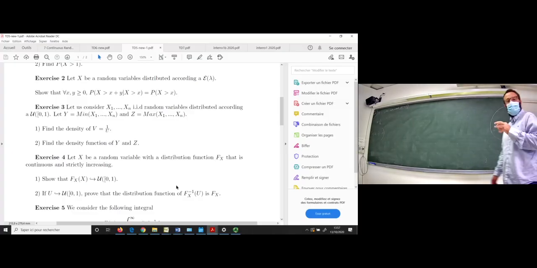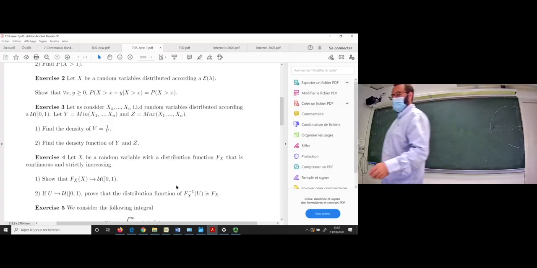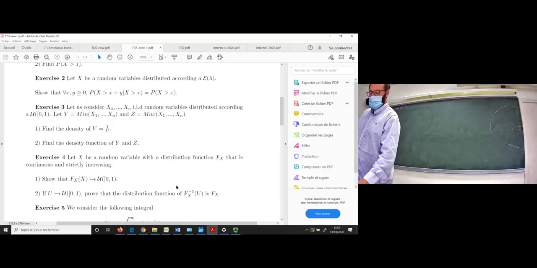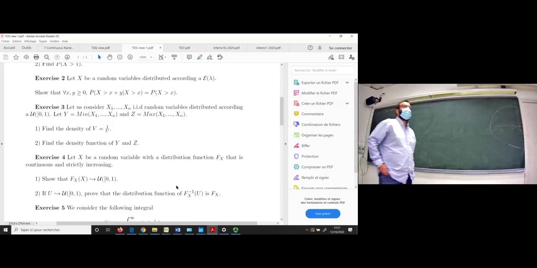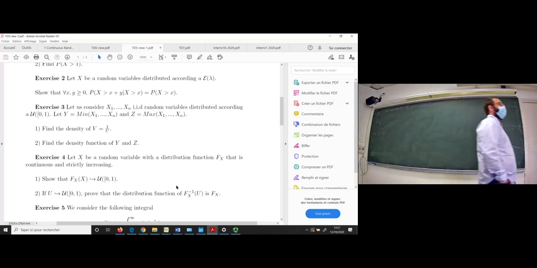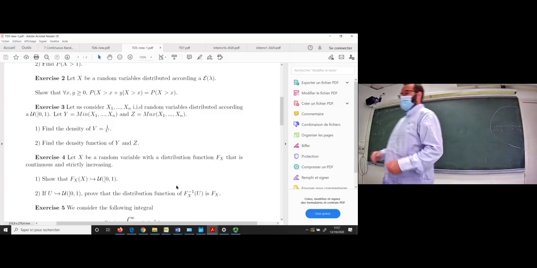So I want to find the density of V. What can I do? I have already done the job at least 2 times.